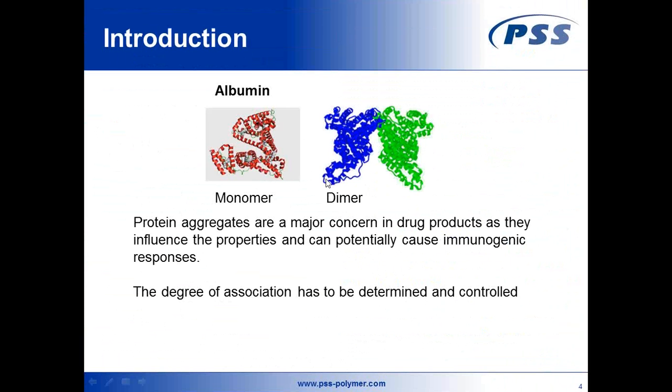So one of the major questions is, how can I distinguish a monomer from a dimer, and how can I quantify it, and how can I measure the degree of polymerization, the degree of association, in terms of how pure or how impure my protein is or can be.